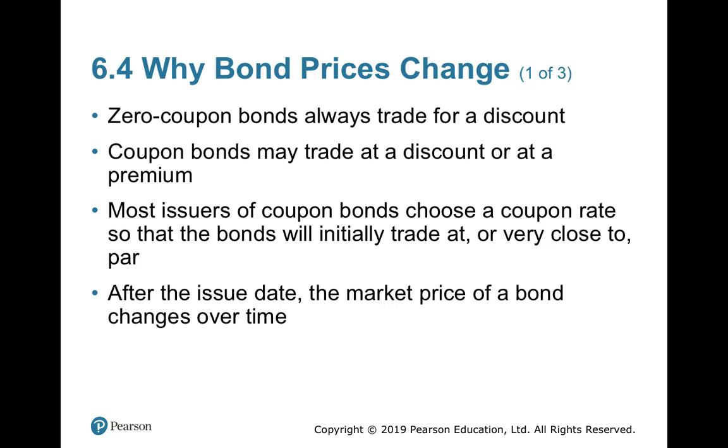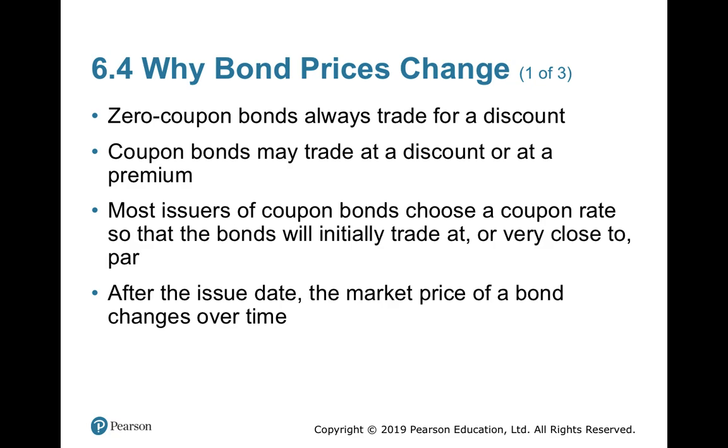Most issuers of coupon bonds choose a coupon rate so that the bonds will initially trade at or very close to the par value, so that they need not go for a deep discount, as zero coupon bonds are very highly discounted. So most of the organizations issuing bonds try to attach a coupon to the bond so that it will be very close to the par value.